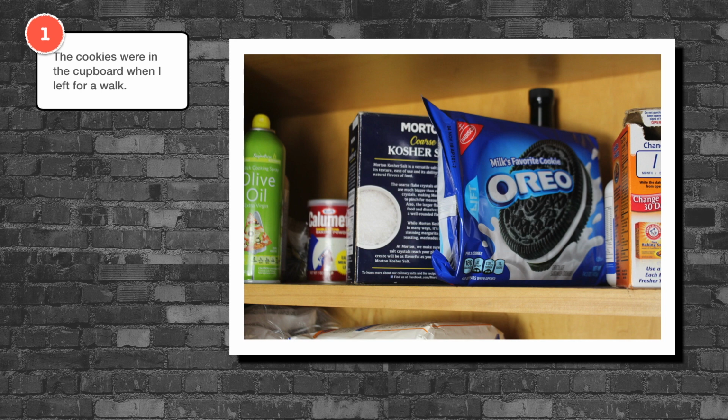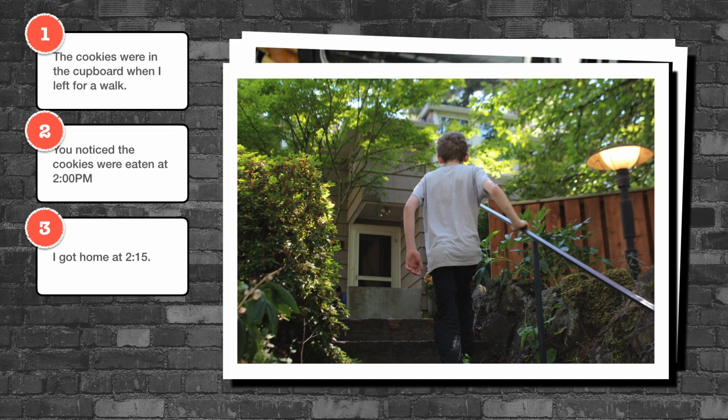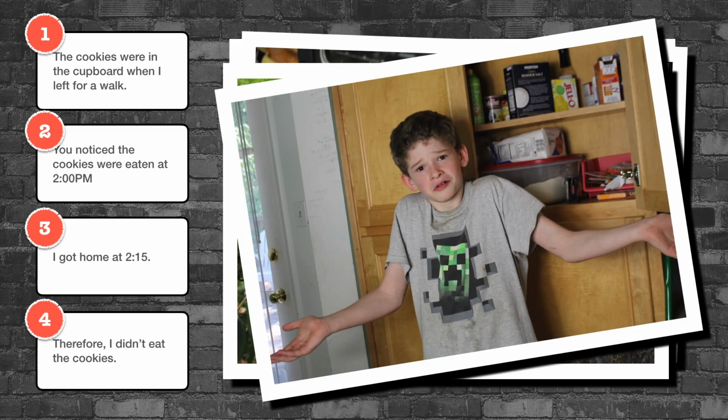The cookies were in the cupboard when I left for a walk. You noticed the cookies were eaten at 2 p.m. I got home at 2:15, therefore I didn't eat the cookies. But what's an argument? And how do you know that one statement leads to another? How do you know that your proof is correct?